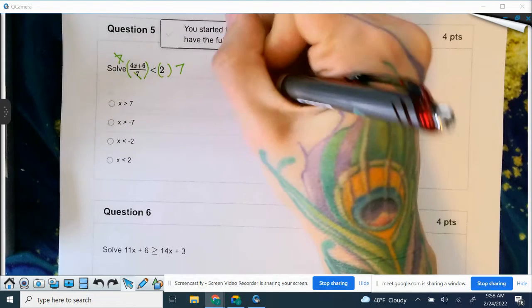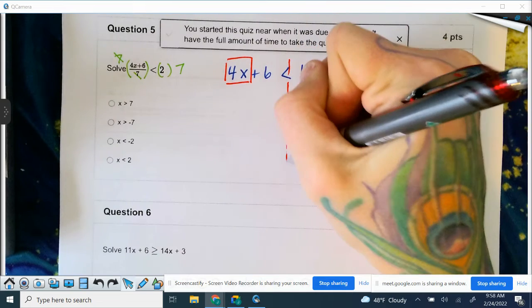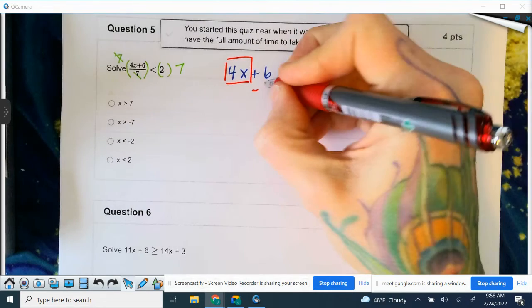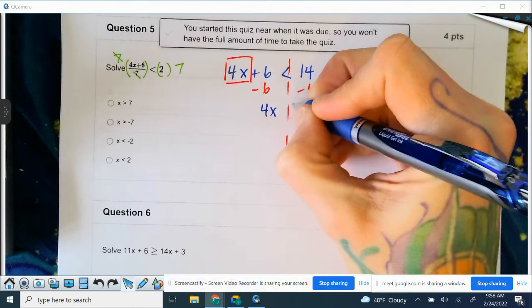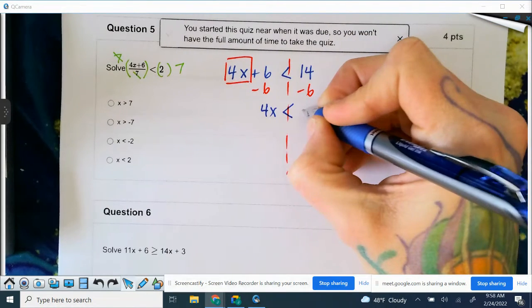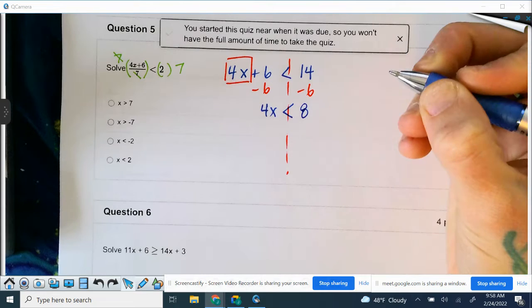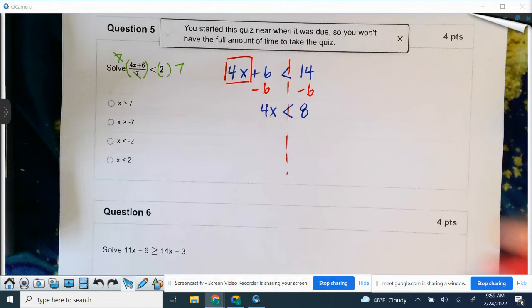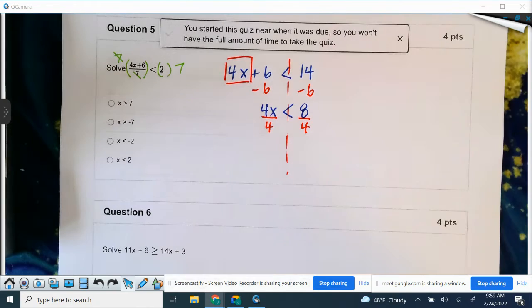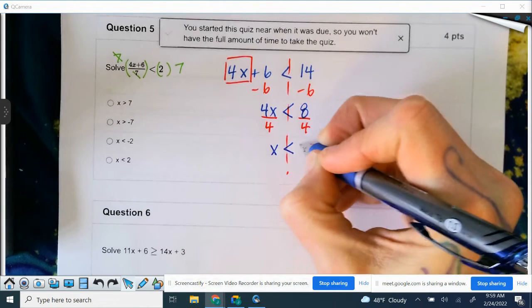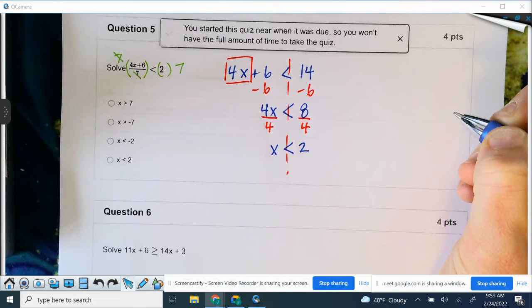So I put x here, line of great divide, still the same game. We're going to minus 6 from both sides. So I end up with 4x is less than 8. 4x, again, is 4 times x. The inverse of multiplication is division, so we're going to divide. X is less than positive 2.